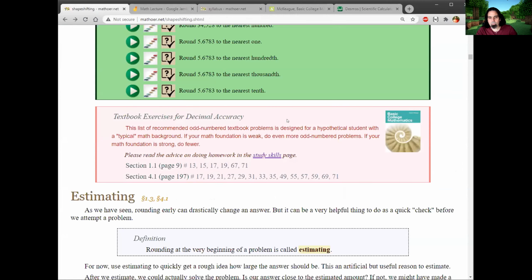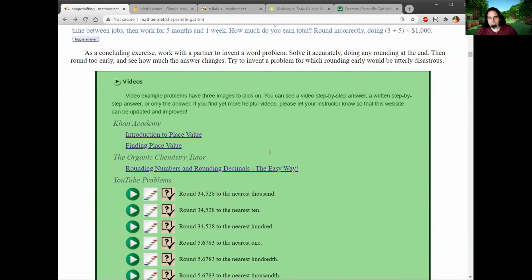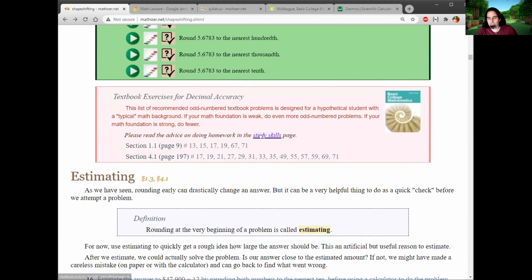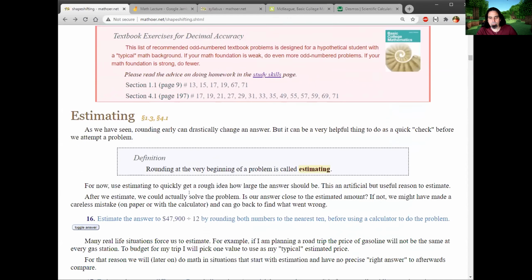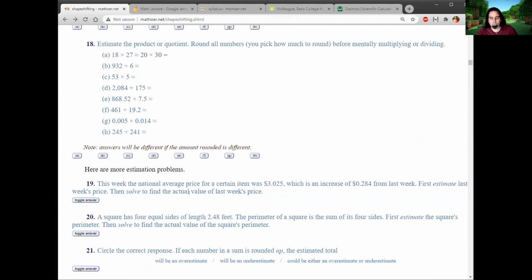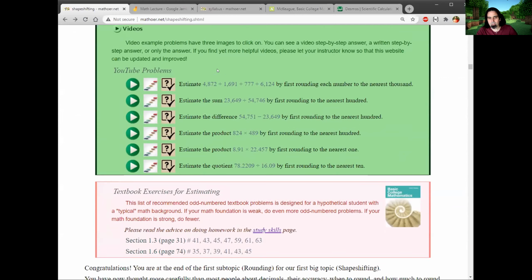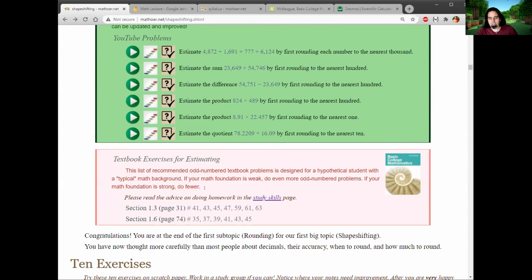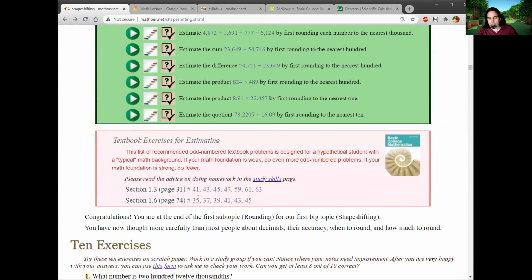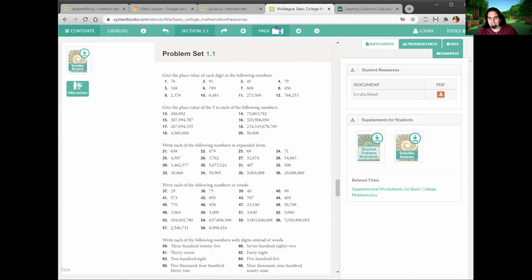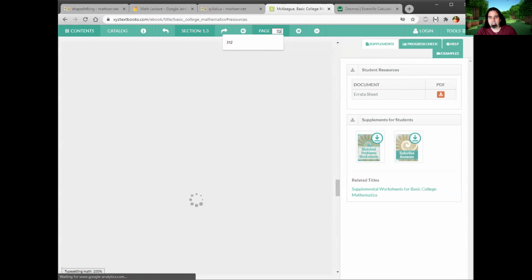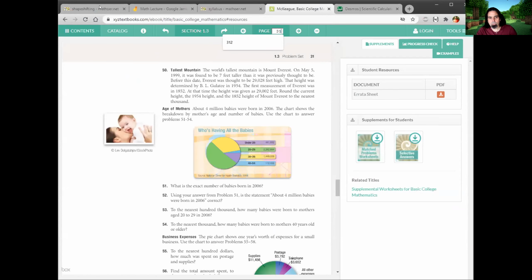And every topic we do will end with a green box with videos and a pink box with more textbook stuff. We don't have homework yet. Once we get through with estimating, which we will very quickly, we have videos for estimating. We have the best textbook problems for estimating. I could just go right to page 31. And there we go.